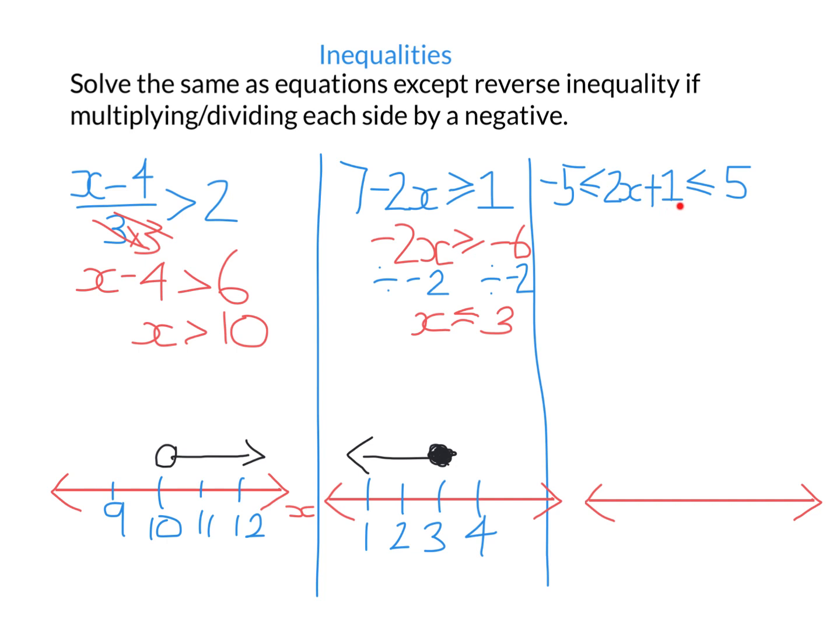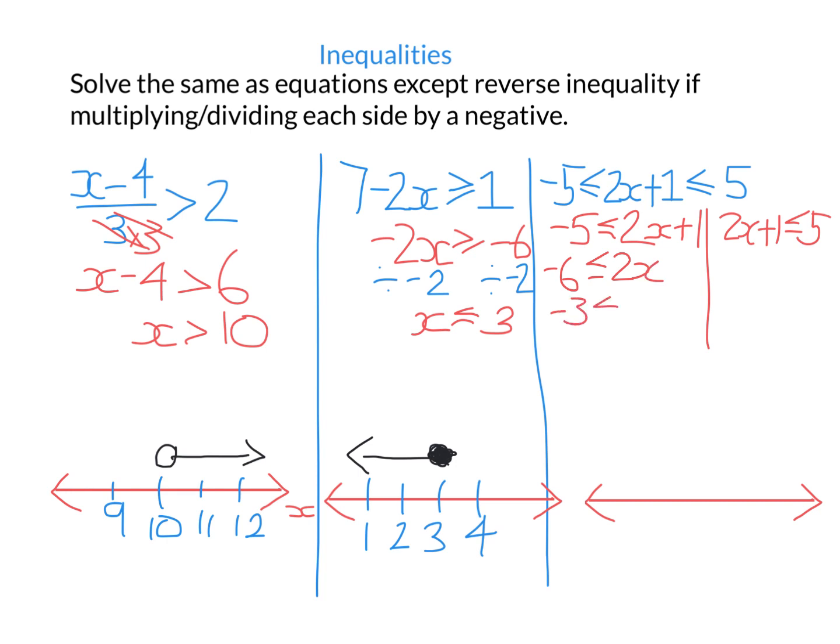All right, let's look at this inequality here, sometimes called a nested inequality, because there's kind of two inequalities. Negative 5 is less than or equal to 2x plus 1. That's one inequality, and 2x plus 1 is less than or equal to 5. We can solve each of these separately. So solving this first inequality, we're going to subtract 1 from both sides and then divide each side by 2. So I get negative 3 is less than or equal to x, which means x is greater than or equal to negative 3. So solving the second inequality, exactly the same steps. Subtract 1 from both sides, divide each side by 2.